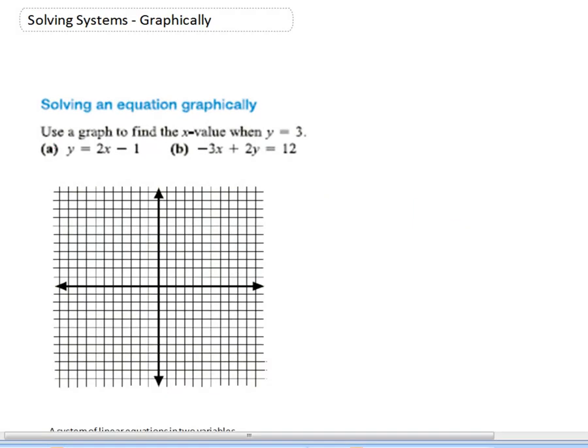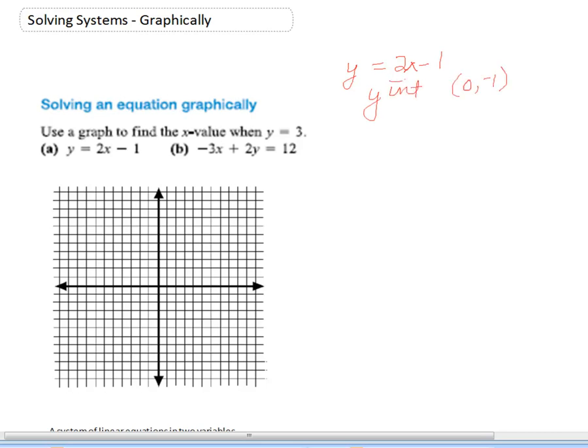Okay, we're going to start solving systems of equations by using graphing, but let's look at this first equation first. We want to be able to use a graph to find the x value when y equals 3, and our line is y equals 2x minus 1.